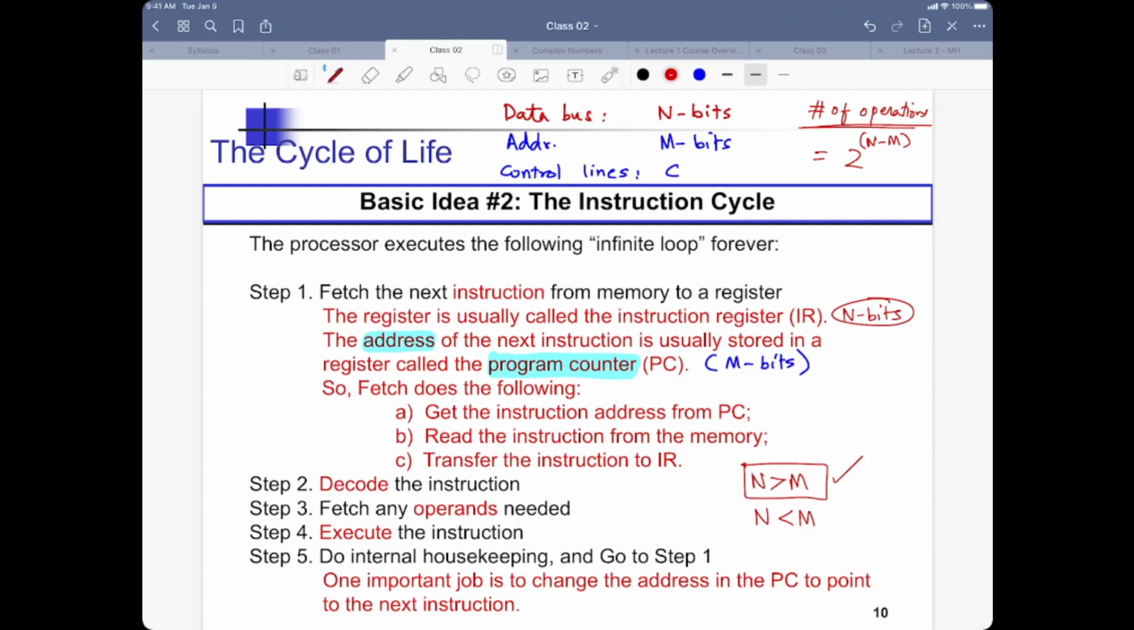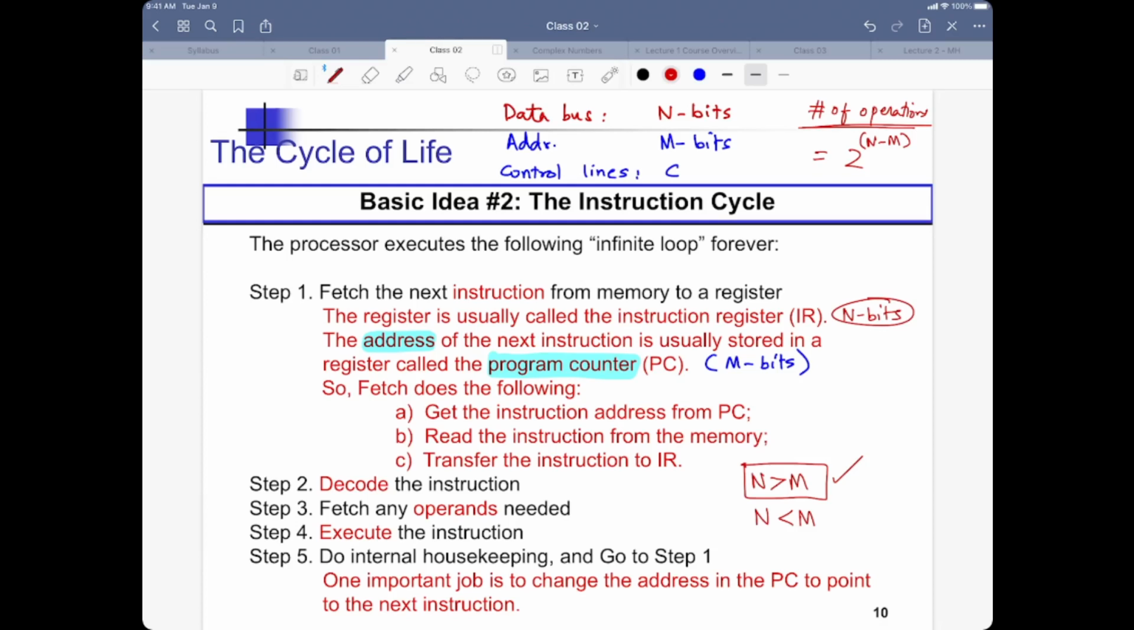All right. Let's go back to step number 1. Fetch the next instruction. Are we done with fetching the next instruction? Well, we are going to have to do a few things to fetch the next instruction that we want to execute. First, go look into the program counter. The program counter is going to have the address to the next instruction.